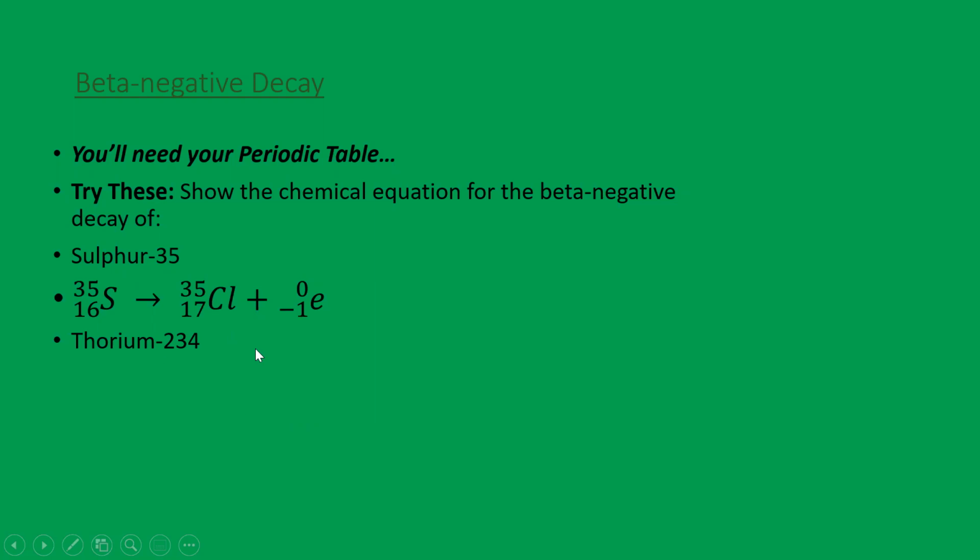Thorium-234 is going to break down and change its identity from a proton number of 90 to 91. The 234 is conserved; the mass stays the same. No mass is ejected, but a negative particle, an electron, is ejected.